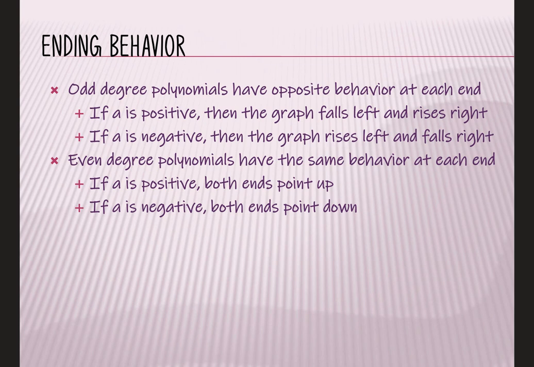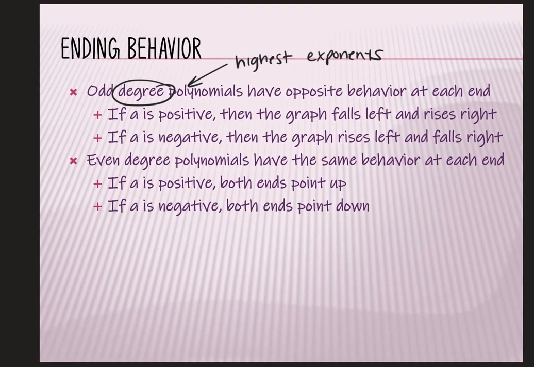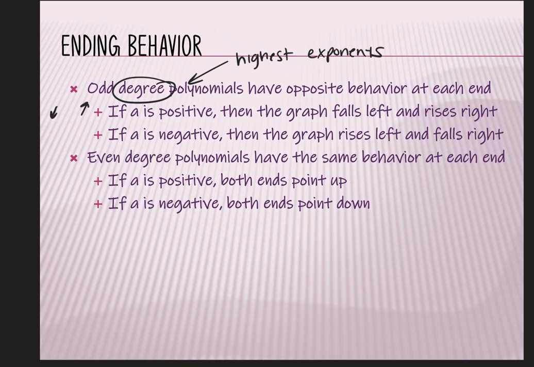So if your degree, remember we're talking highest exponent, so we'll always either put this in order or we will look for the highest exponent. That is your degree. If it is odd, then the ends have opposite behavior. One goes up and one goes down. If it's odd and the leading coefficient is positive, then it falls left and it rises right. So the image of it, again, the arrows on the left point down, the arrows on the right point up.